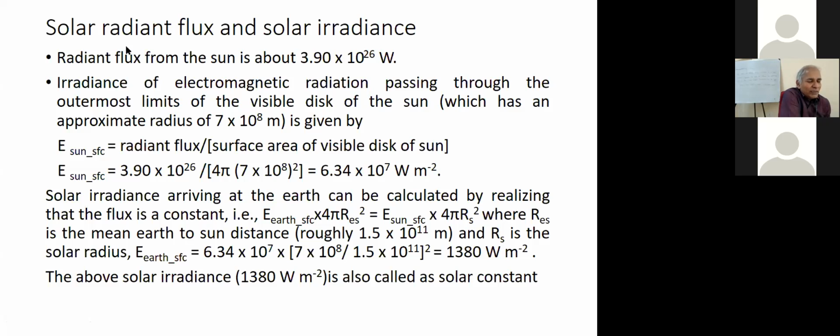So the radiant flux divided by the surface area of the visible disk of the sun will tell us the flux per unit area. So that's what I've done: the radiant flux divided by 4 pi r squared, where r is 7 x 10^8 meters, squared. The numerator is the radiant flux, which is 3.9 x 10^26 watts. This gives a value of 6.34 x 10^7 watts per meter squared. So this is the irradiance of electromagnetic radiation passing through the outermost limits of the visible disk of the sun.